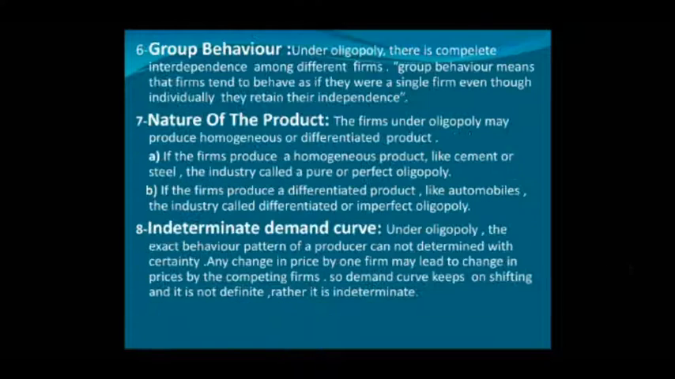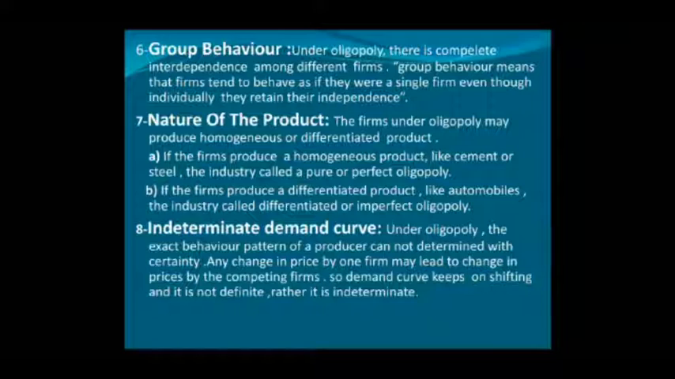Sixth, group behavior. Under oligopoly, there is complete interdependence among different firms. So price and output decision of a particular firm directly influence the competing firms. Instead of independent price and output strategy, oligopoly firms prefer group discussion that will protect the interest of all firms. So group behavior means that firms tend to behave as if they were a single firm, even though individually they retain their independence.